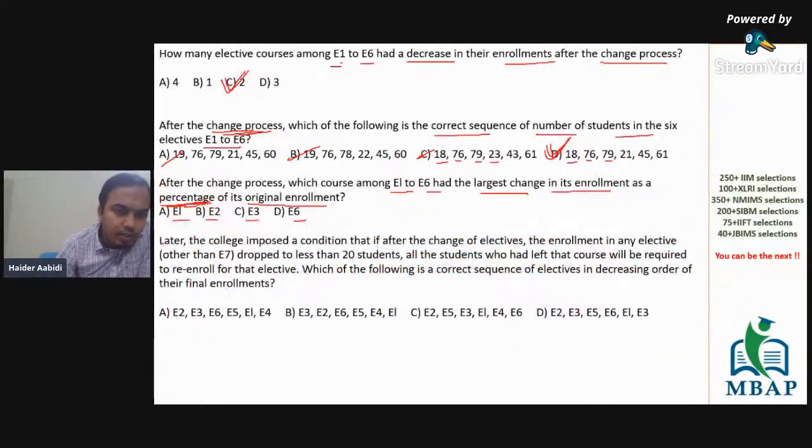Last question for this session, also for today, this particular set. Here they have told you some condition. Later the college imposed the condition that if after the change of electives the enrollment in any of the electives other than E7 dropped to less than 20, all the students who have left that course will be required to re-enroll for that elective. Which of the following is the correct sequence of electives in the decreasing order of their final enrollment?